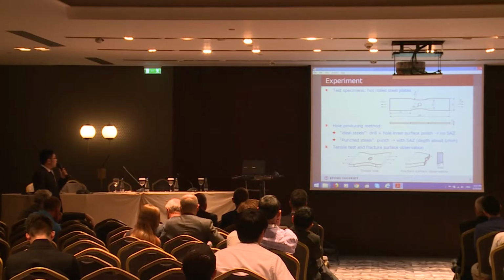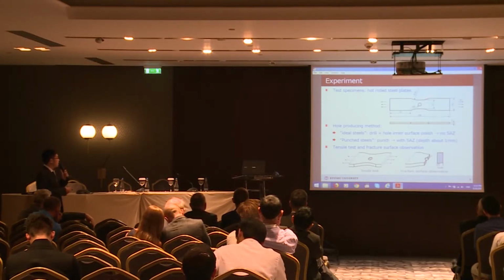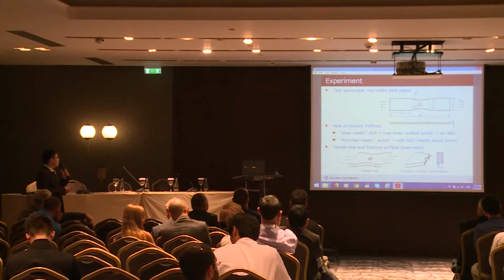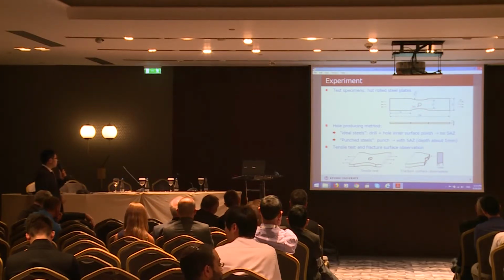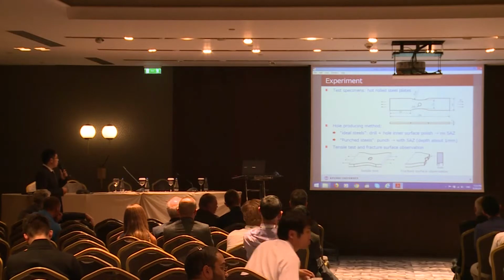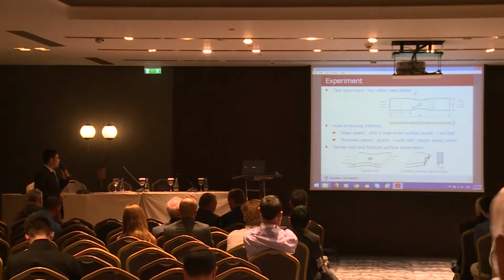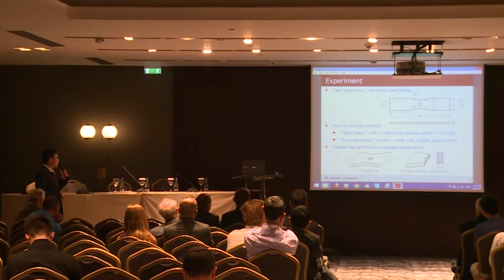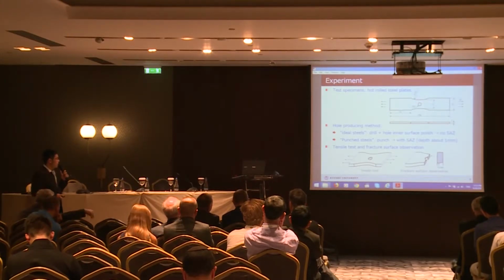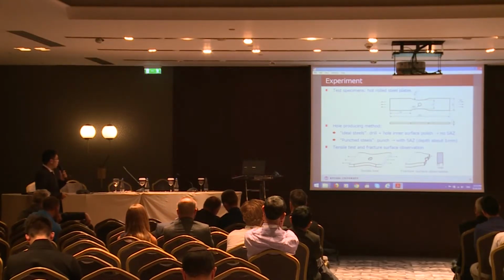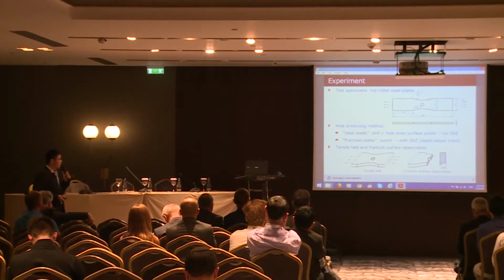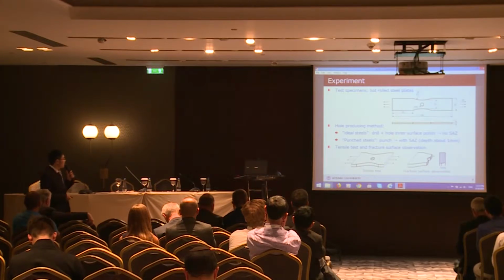The specimens are hot rolled steel plates of this shape. For the central round hole, we have two methods to produce it. For the ideal steel, the hole was shaped by drilling and hole inner surface polishing, so there is no SAZ. For the punched steel, the hole was shaped by only punching, so there was SAZ, and the depth is about 1 millimeter. Then the tensile test and the fracture surface observation are held as in this schema.